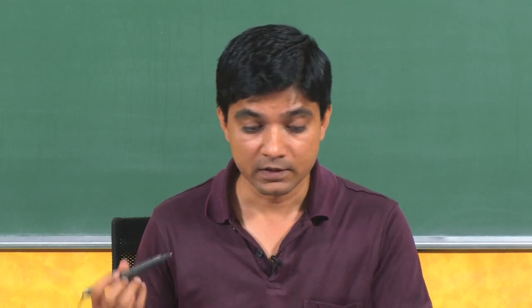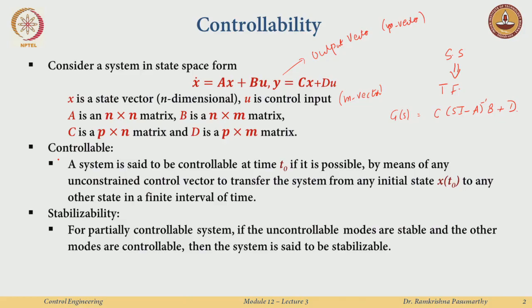Now, even before I answer is it controllable or not, first we need to formalize the notion of controllability. The definition says that a system is controllable at some time t0 if it is possible, by means of any unconstrained control vector u, to transfer the system from any initial state to any other state in a finite interval of time.